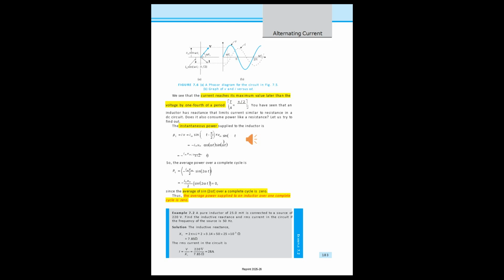You have seen that an inductor has a reactance that limits current similar to resistance in a DC circuit. Does it also consume power like a resistance? Let us try to find out.